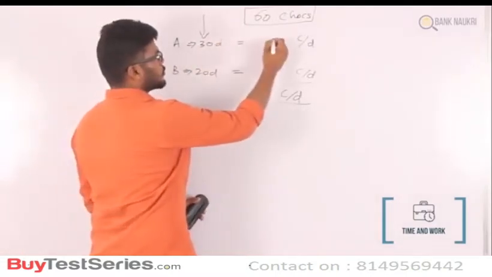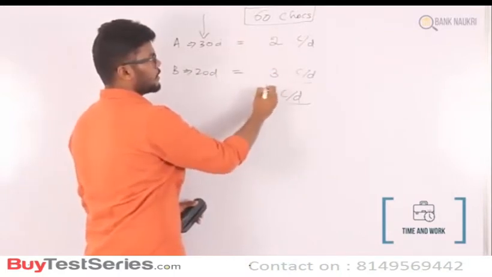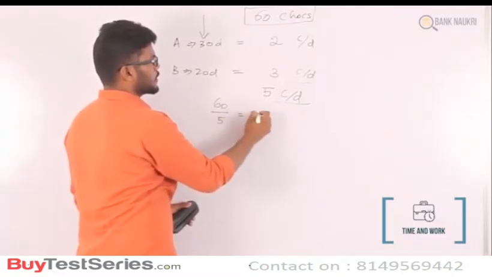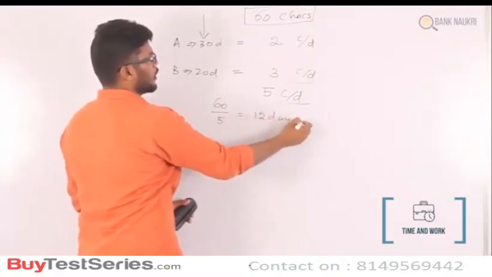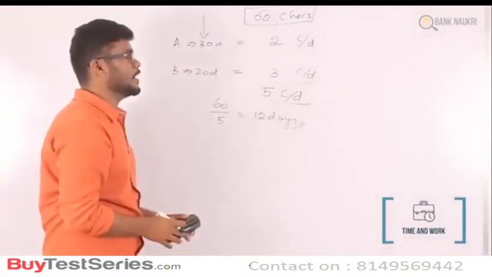So, A will eat 2 chocolates per day. B will eat 3 chocolates per day. Together, they'll eat 5 chocolates per day. So 60 by 5. To complete the 60 chocolates, they too will take 12 days. Isn't it simple? Definitely it is very simple.